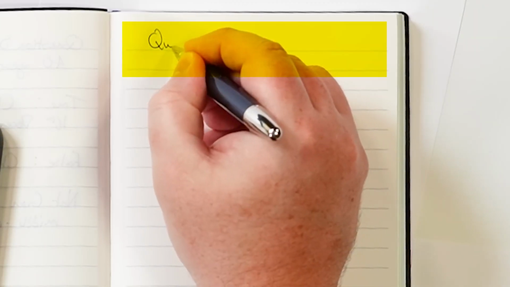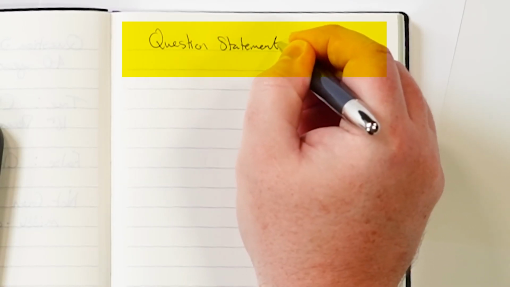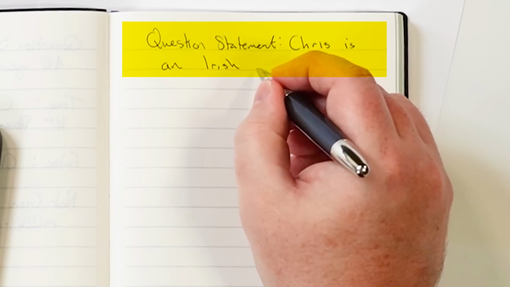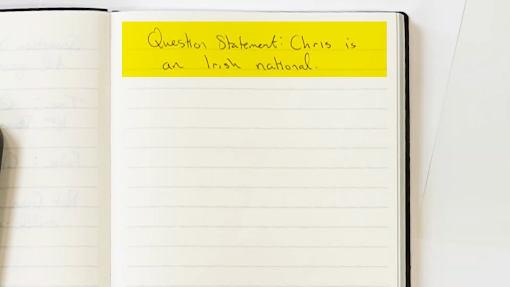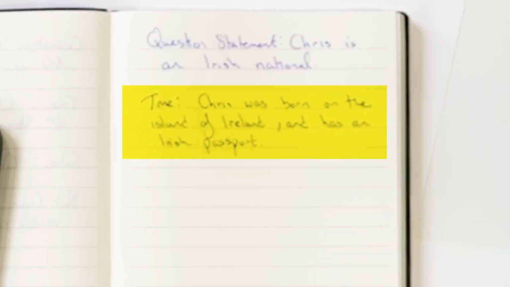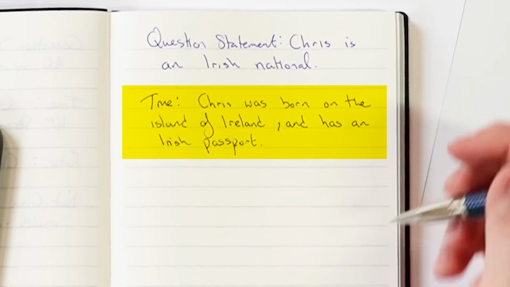So I'm going to do another one here because this often causes a lot of confusion. So again, write one thing at the top, question statement, that is true about you. Chris is an Irish national. I have Irish nationality. So I'm going to write a true statement here that matches with this statement. Chris was born on the island of Ireland and has an Irish passport. These two things match.